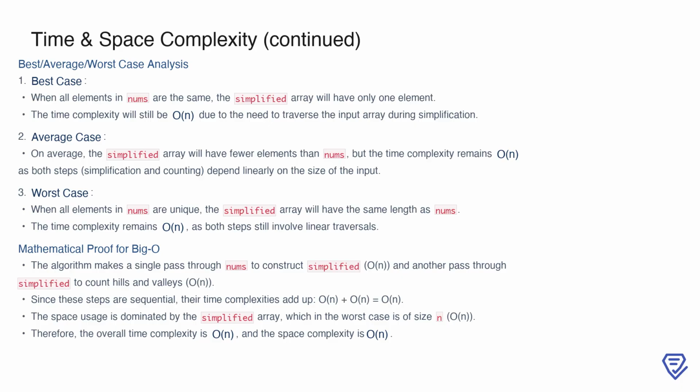Mathematically, the algorithm makes one pass through nums to construct simplified and another pass through simplified to count hills and valleys, resulting in O(n) plus O(n) equals O(n). Similarly, the space complexity is dominated by the simplified array, which has a maximum size of n, making it O(n). Thus, the solution is efficient in all scenarios.